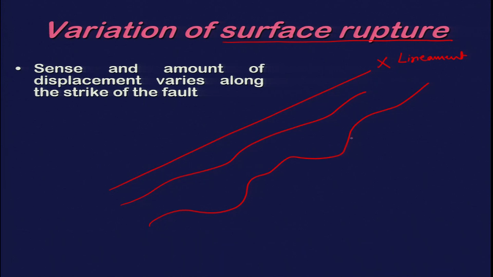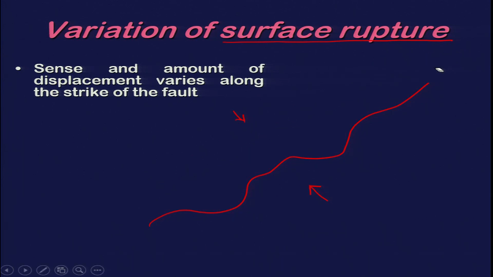Wherever there is a change in the strike, suppose you have the deformation sigma 1 like this. So I'm just removing the straight line here. The relationship here of your sigma 1 is different from what you see over here. So this portion and this portion will show a different pattern of deformation. The sense and amount will vary along the strike.